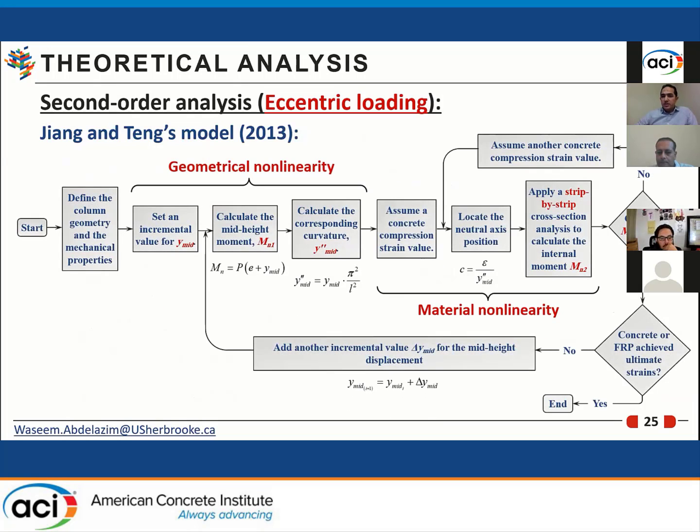This flow chart summarizes the analysis process using Zhang and Ting's model, highlighting the geometrical and material nonlinearities. The analysis starts by assuming the column lateral displacement, then secondary moments and curvature can be calculated, and this defines the geometrical nonlinearities. Then the concrete strain is assumed, and the neutral axis is located, and this defines the material nonlinearities.